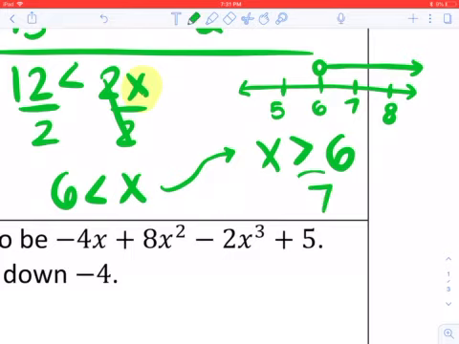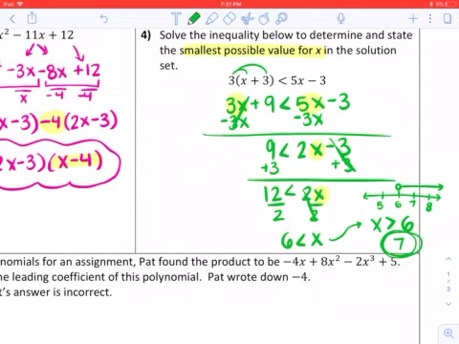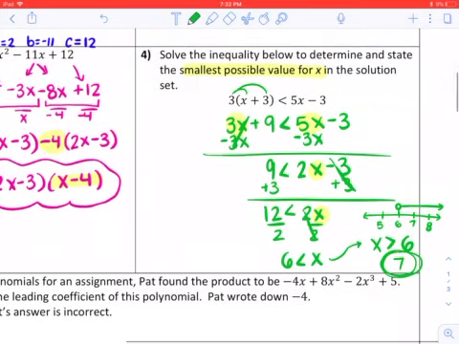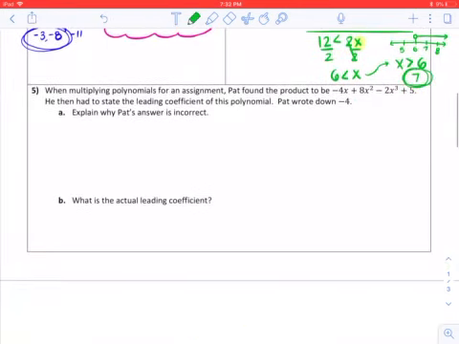So 7 is the answer to this question, because that is the smallest possible value for x in the solution set. This should say integer. It should say smallest possible integer value for x. Integer just means a whole number.